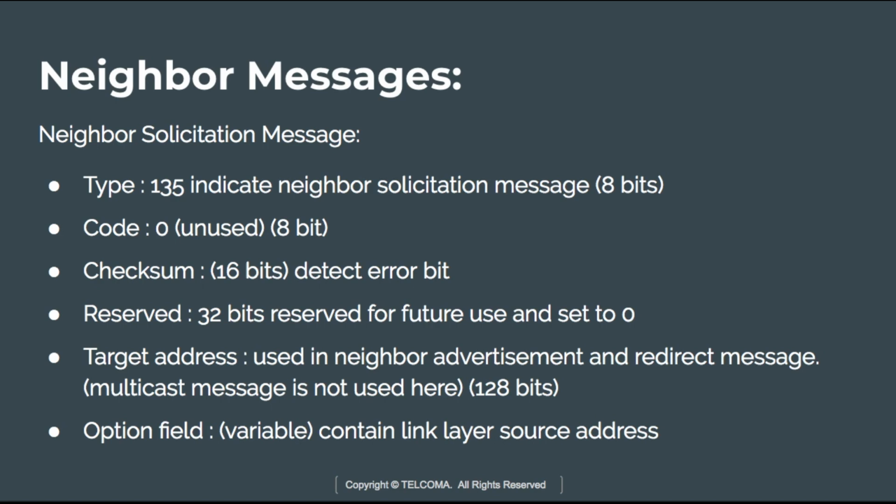Target address: here the target address is used in neighbor advertisement and redirect messages. The multicast address is not used here. Here we use the target address, which is 128 bits, that we have stored in the cache link layer address. After it, the option field is of variable size and contains the link layer source address.